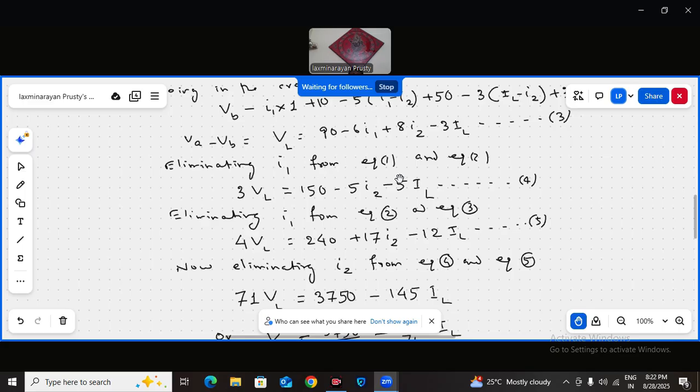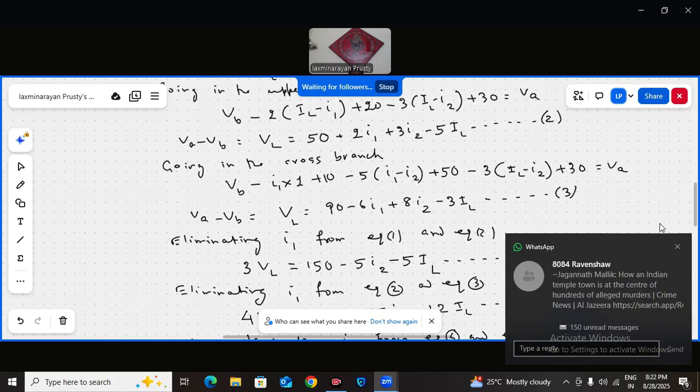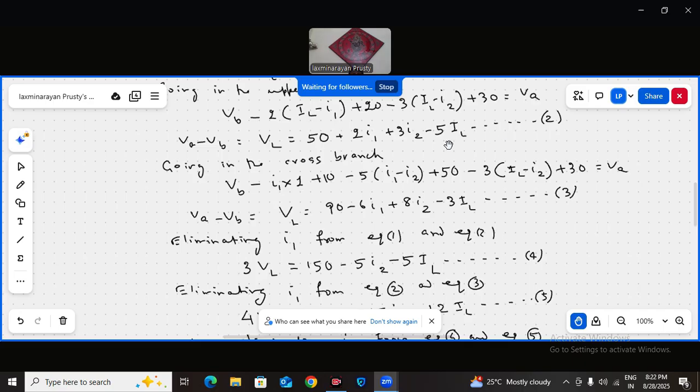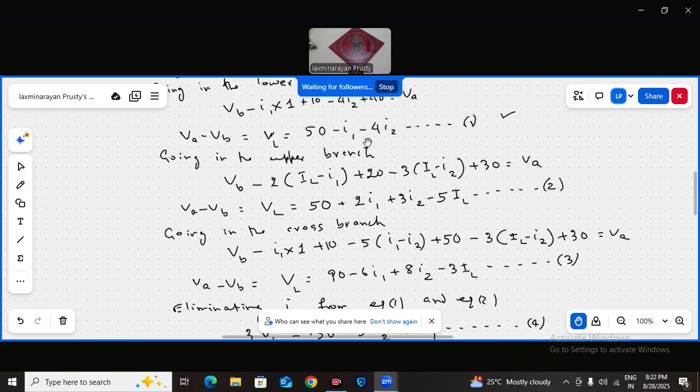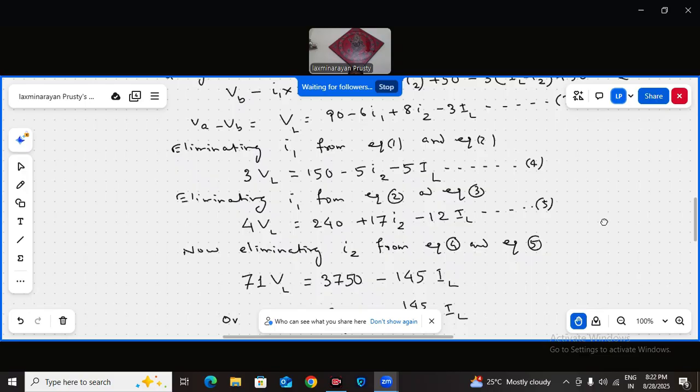I did that. It becomes 3VL = 150 - 5I2 - 5IL. Multiply this equation with 2 and add with the other equation. So 2 - 2I1 plus 2I1 will come. So 100 plus 50 is 150, and 2VL plus VL is 3VL, and this is VA minus 8I1 minus 8I2 plus 5 minus 5I2. Whatever I got, the fourth equation I got is this, 5/2 minus 5I2. You can see this.